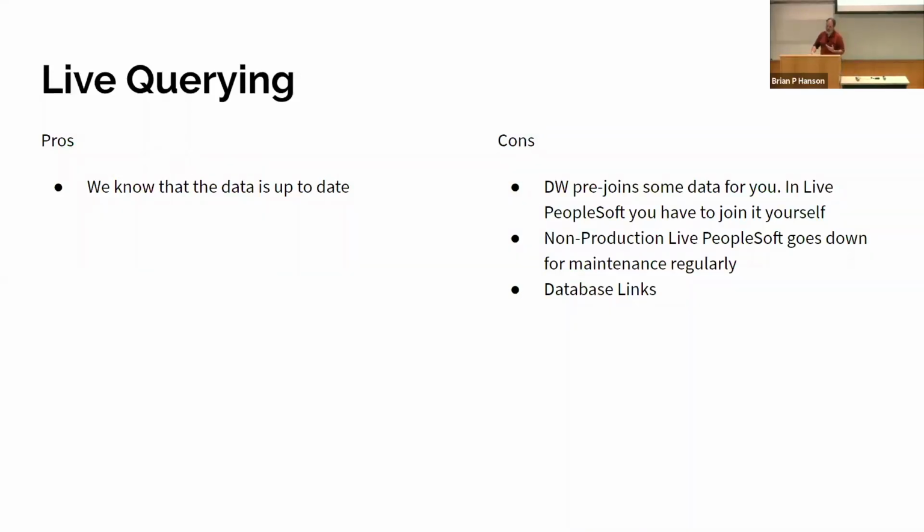Non-production live PeopleSoft goes down for maintenance regularly, and if it goes down, your database link is dead. You can't do anything. Production PeopleSoft doesn't go down that often, but if you have a QAT environment that your users are using for testing, and it goes down for a week, and they tell you about it a day in advance, not that this would ever happen, and then suddenly your QAT environment is fairly useless, right?